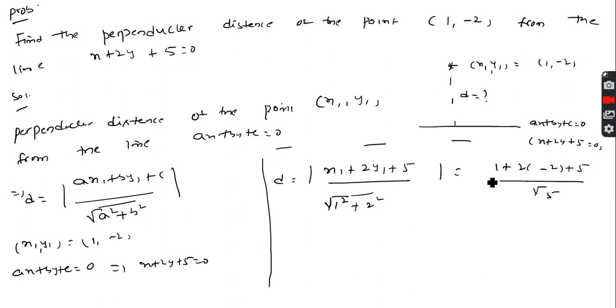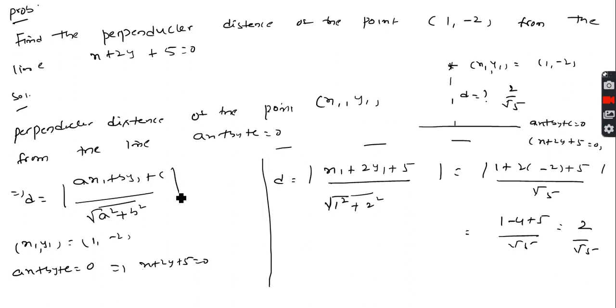So therefore, this is nothing but 1 minus 4 plus 5 by root 5. This is nothing but 2 by root 5. What is the distance? The distance between these 2 points is 2 by root 5. So how can we solve this problem?